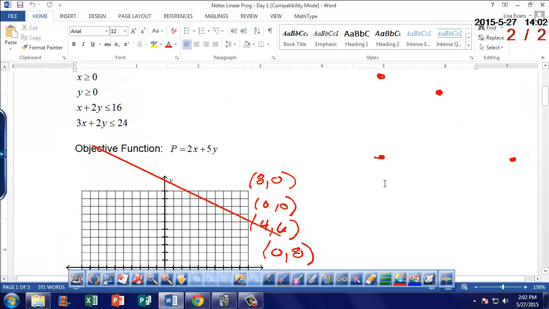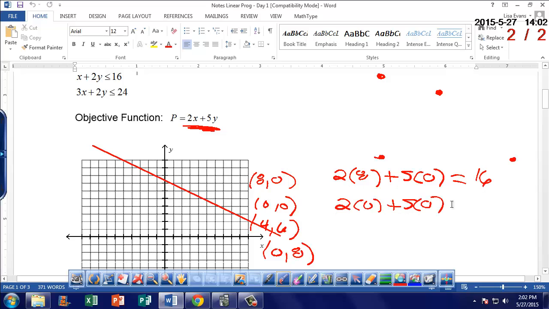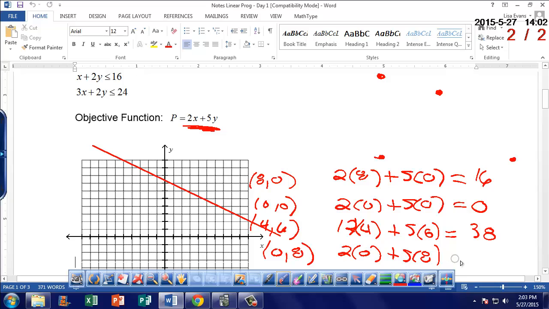Now, what do I need to do with this? We have an objective function. We are going to plug these points in to find out which is going to give us, in a word problem, the most money. So I'm going to plug 8 and 0 in. So 2 times 8 plus 5 times 0, we get 16. Now I'm going to plug 0, 0 in. So we get 2 times 0 plus 5 times 0 is 0. And then 4, 6: 2 times 4 plus 5 times 6 is what? 38. And then 2 times 0 plus 5 times 8 is 40.